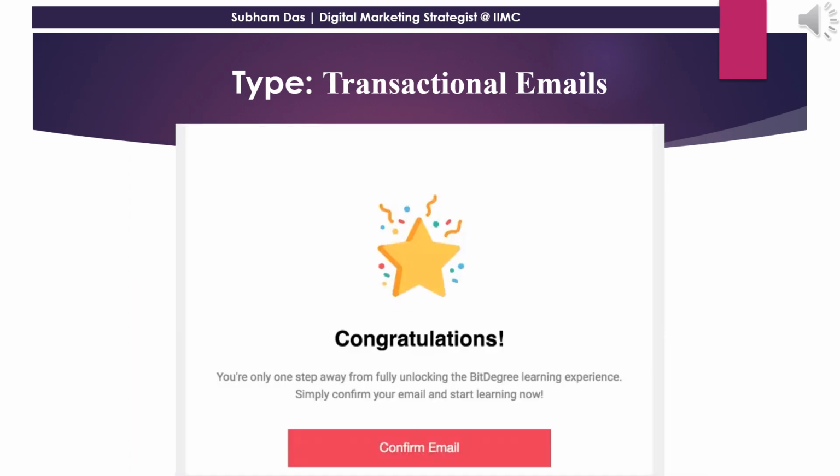The next email marketing type is transactional emails. Whenever some person, some website visitor, takes some action, they are sent a transactional email. Now in the picture below you see that when a person has signed up, he has got this email. You can also send some confirmation emails or some thank you emails as part of transactional emails. Now over to the next slide.